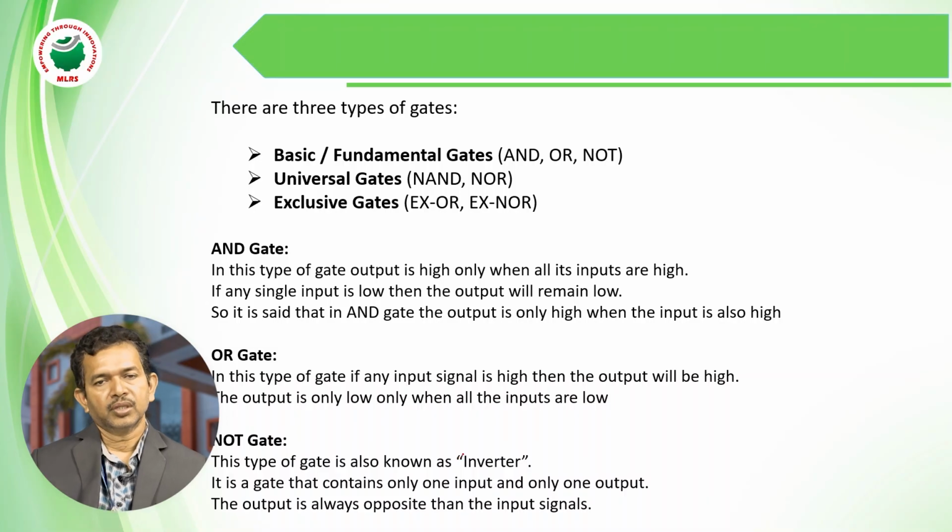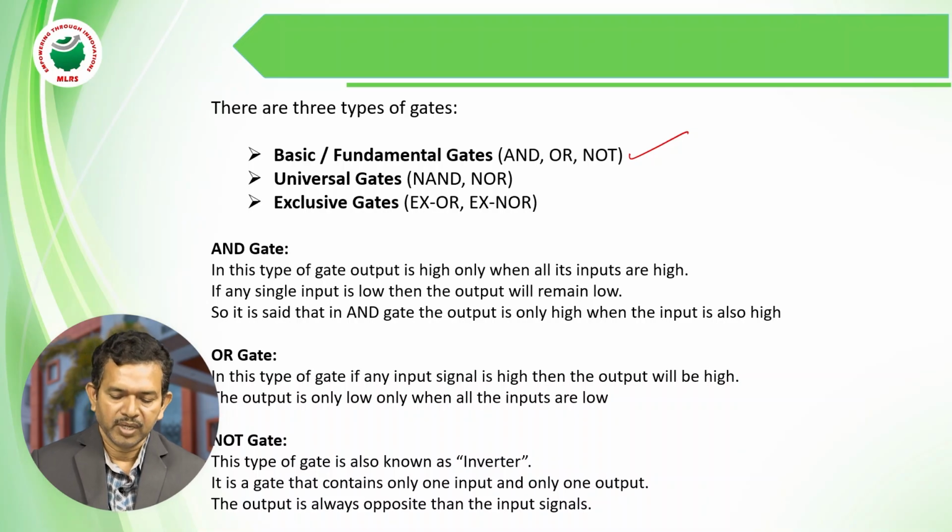So if I come to the concept of gates, we will try to categorize the gates into 3 categories. Gates can be categorized into 3 types or 3 formats. The first one we'll call basic or fundamental gates. The basic and fundamental gates come under the AND gate, OR gate and NOT gate. These 3 we can consider as basic or fundamental gates.